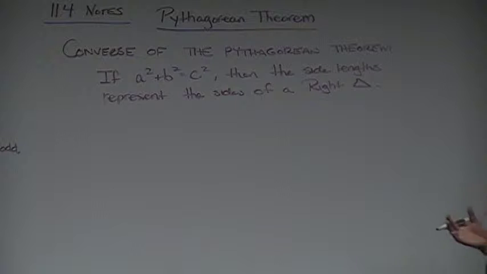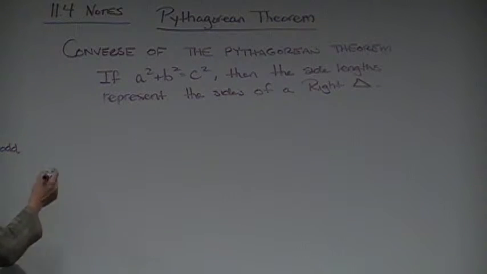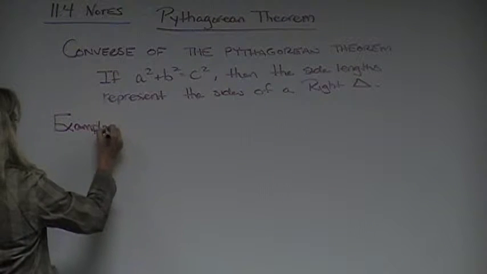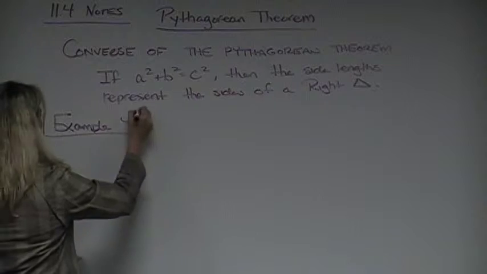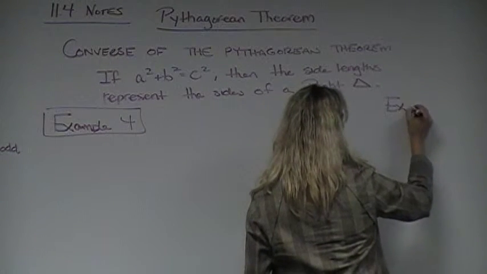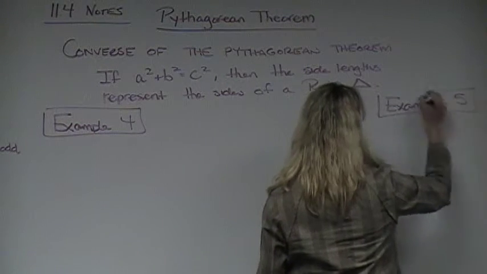Okay, so what I'm going to do now is give you two examples, one where it is a right triangle and one where it isn't, or vice versa. I'm going to show you how we can determine whether or not the side lengths given are the sides of a right triangle. So let's do this example. Is this example 4? Yeah. For example 4 and example 5, we're going to do these kind of together. And then we have one more example after this and we'll be done.